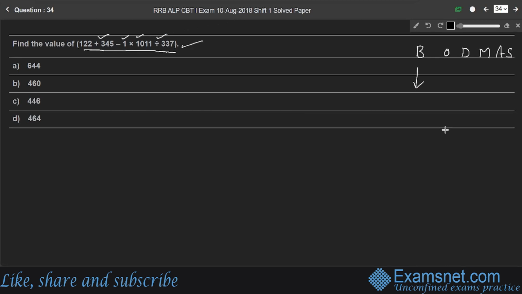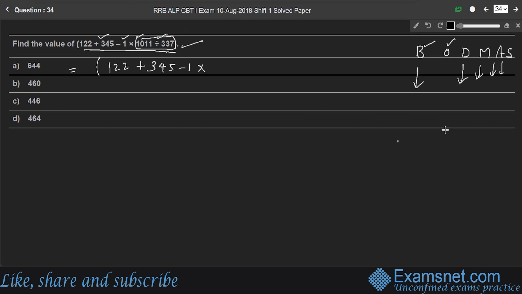In order to solve these operations, we have to go for the BODMAS rule again. First comes the division, because after removing the bracket there is no of part inside the bracket. Directly we'll start with the division followed by multiplication, addition and subtraction. So the given expression becomes 122 plus 345 minus 1 into 1011 divided by 337.